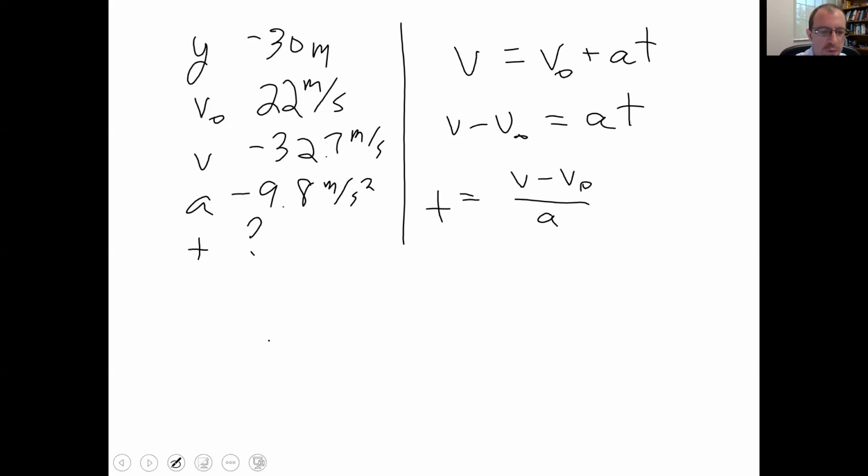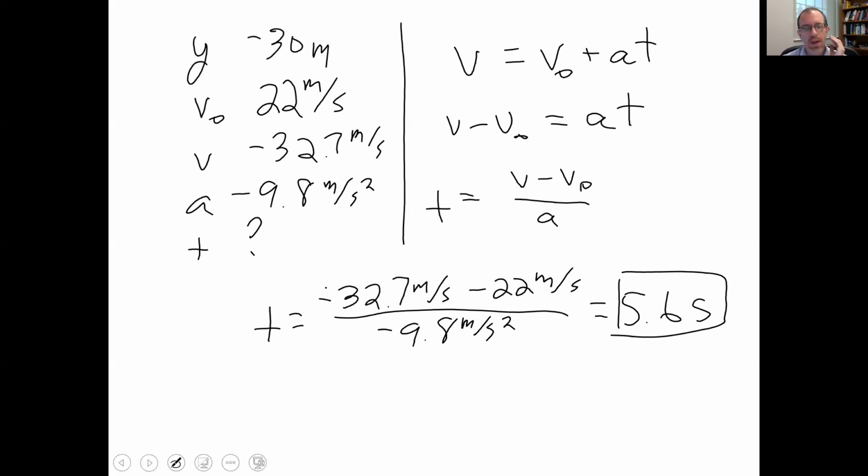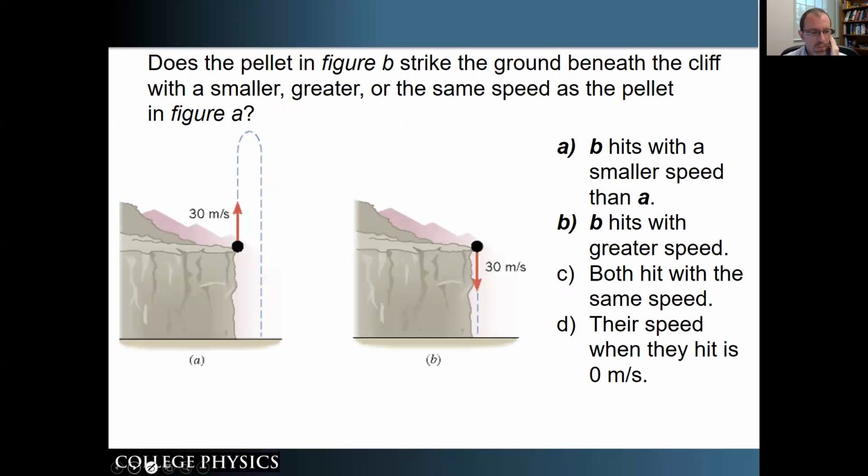And so as a result, we get T is equal to negative 32.7 meters per second minus 22 meters per second over negative 9.8 meters per second squared. And when we plug that into a calculator, we get out 5.6 seconds. And that is the result for that. All right. So let's take a look at this one real quick.